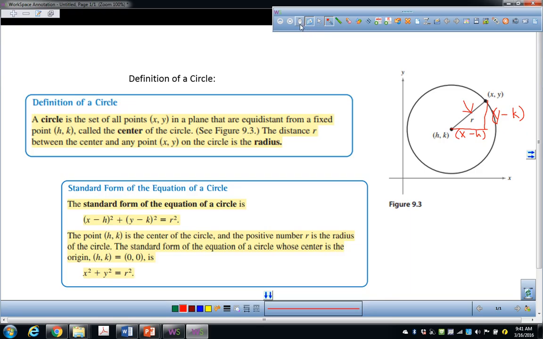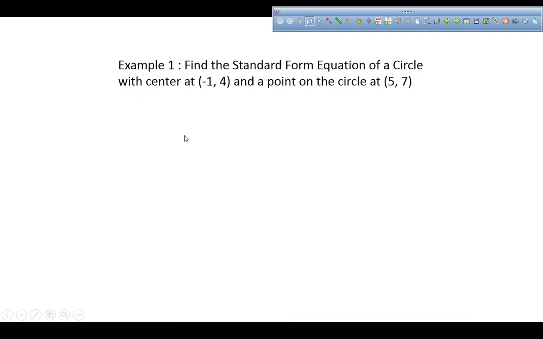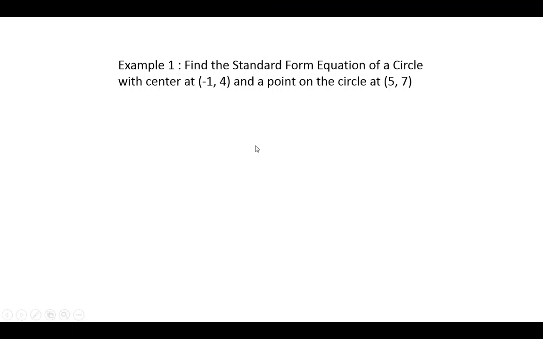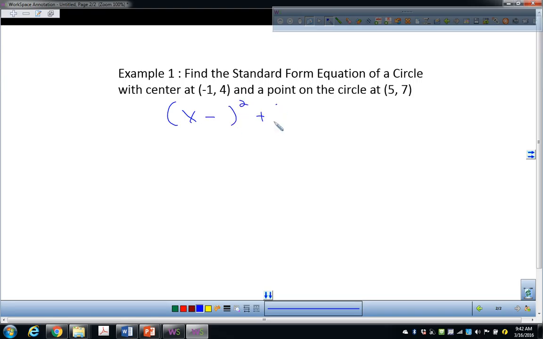So it starts off really simple, and then it gets more complicated. Find the standard form of the equation of a circle with the center at -1, 4 and a point on the circle, 5, 7. So you just say x minus something squared plus y minus something squared is equal to r squared.